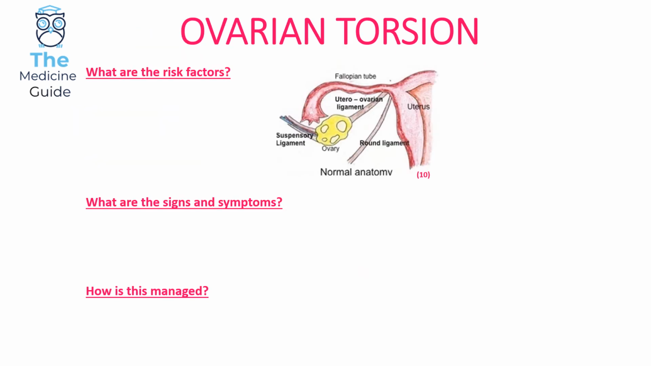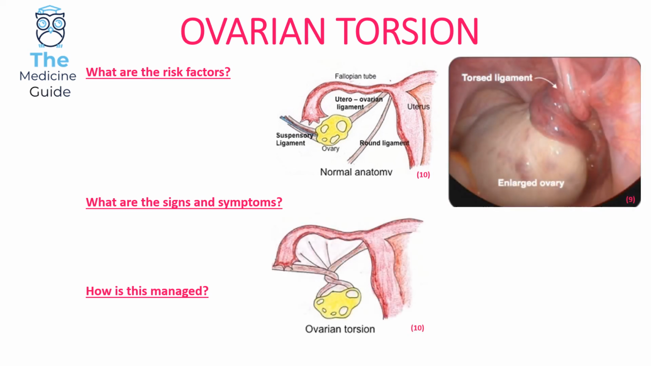So now let's look at an ovarian torsion. Ovarian torsion is a complete or partial rotation of an ovary around its ligaments. Typically, ovarian torsions will affect the right ovary. If you just have a look at these two pictures, you can see examples of an ovarian torsion.